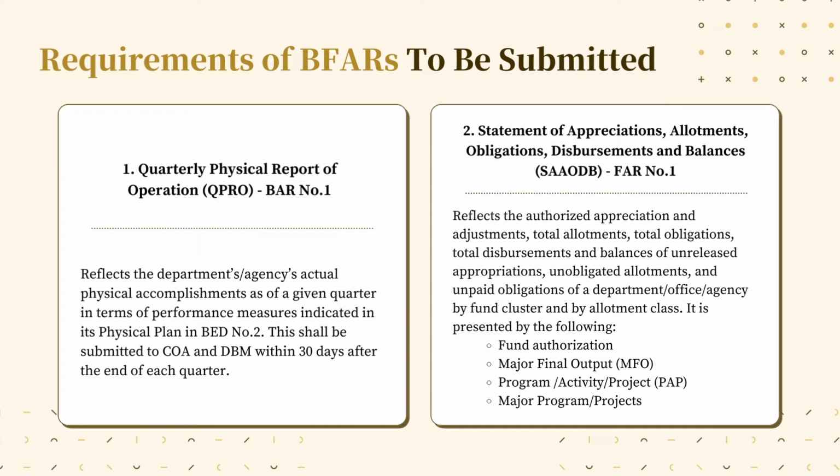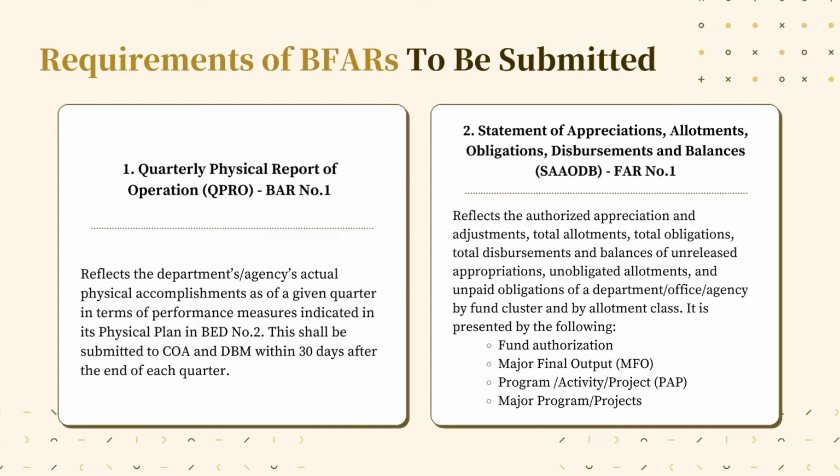Failure to submit reports required under the circular shall be subject to the provision of Section 57, Chapter 6, Book 6 of Executive Order Number 292 or Administrative Code of 1987.